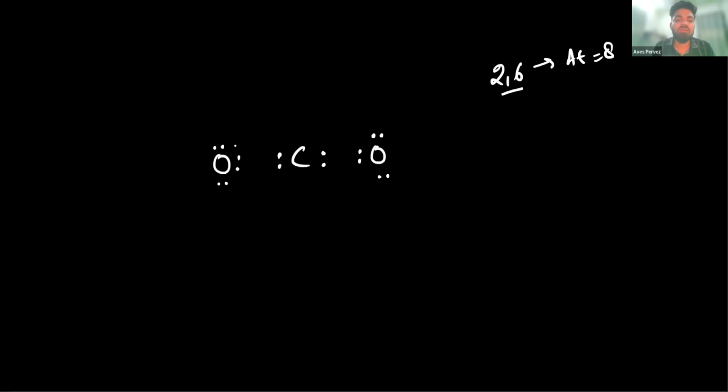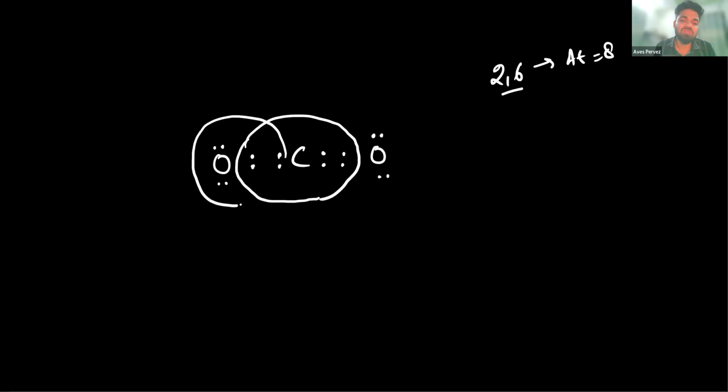So what will it do? It will start sharing. It will do it like this. It will start sharing 2 electrons this way. Here, oxygen will complete its octet: 1, 2, 3, 4, 5, 6. And when these 2 electrons of carbon orbit in this one, the oxygen is also going to have 8 electrons. So this is the structure of CO2 and how it is completed.